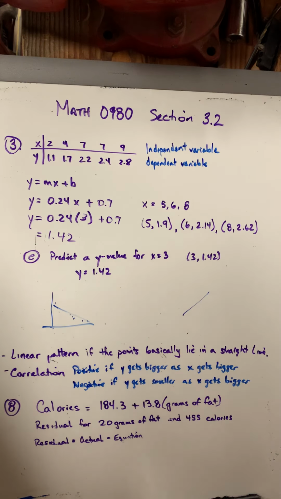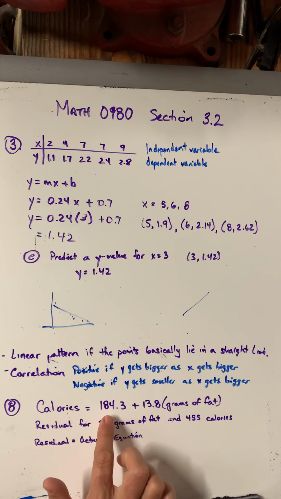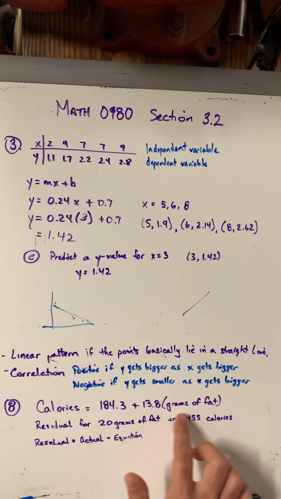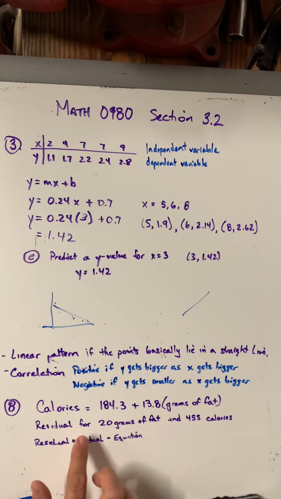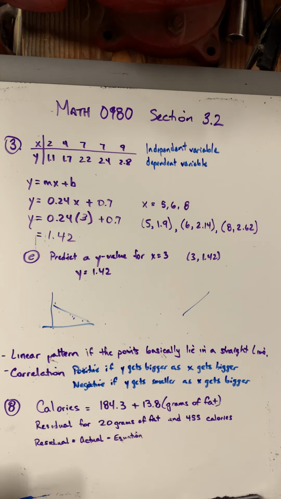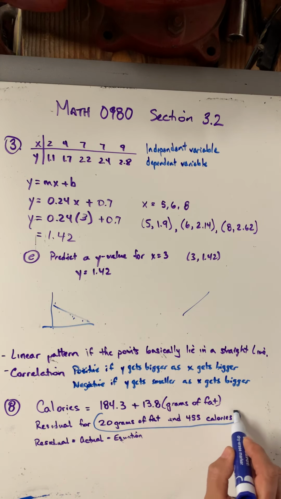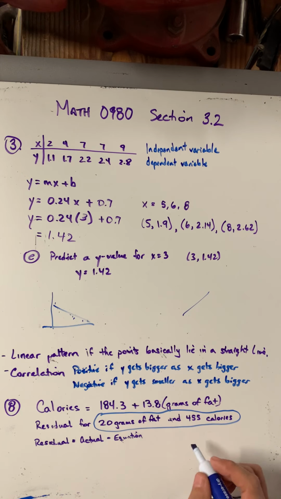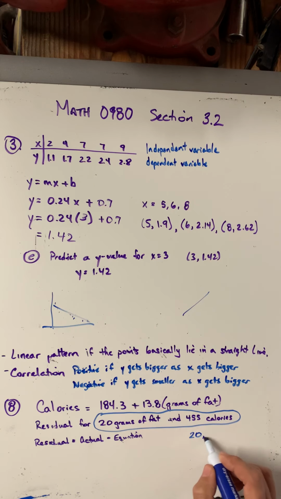So it says that the equation of the line, so this would be the equation of the line, my calories, which is my y value, equals 184.3 plus 13.8 times my grams of fat, which is my x value. And they want me to find the residual for 20 grams of fat and 455 calories. What's important to know is this piece here is an observation. This is an actual observation where they looked at a chicken sandwich or whatever, and it had 20 grams of fat, and it turns out it had 455 calories. So that's a point. That happened.